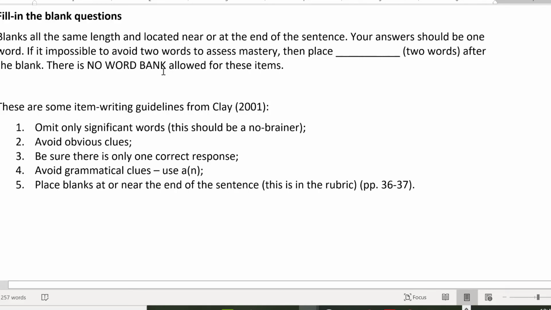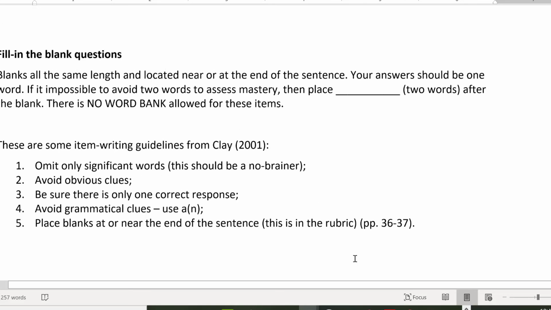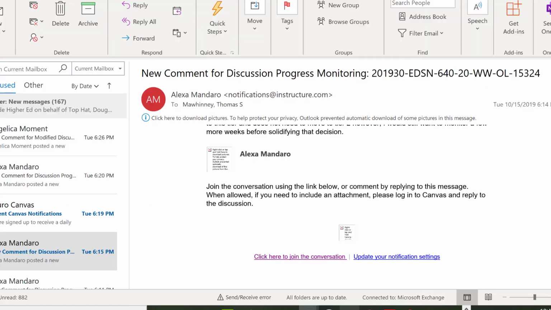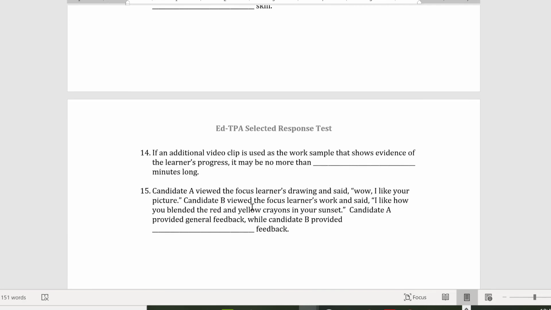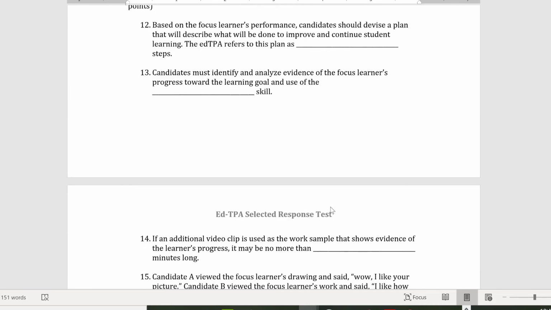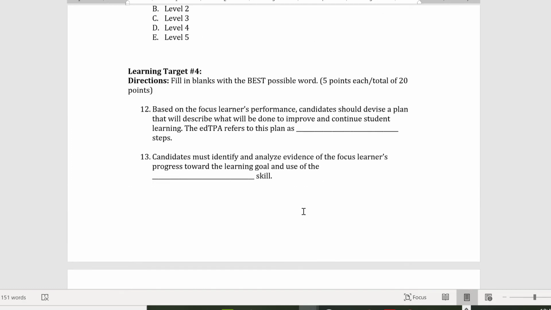Fill in the blank questions. Blanks should be all the same length. I believe this person has done that. You'll notice that the fill in the blanks are all either at the end of the sentence or near the end of the sentence, and that's what the guidelines say. Notice the answer blanks are all the same size. Even if the answer is a number, make the answer blanks all the same size. You don't want that to be a clue to answering the question.